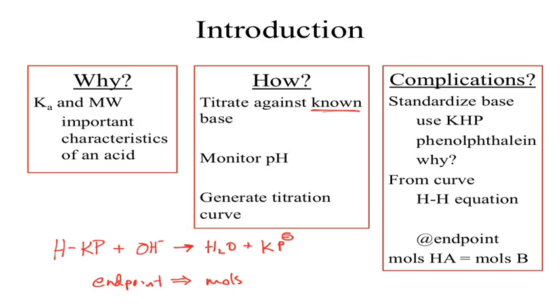The moles of our potassium hydrogen phthalate equal the moles of OH minus added, which then allows us to determine our molarity. Because if we know how much KHP we added, we now know the moles of hydroxide. Why do we know it's 1 to 1? From our balanced equation. So by running that titration, we can figure out the exact moles of OH minus in our solution.